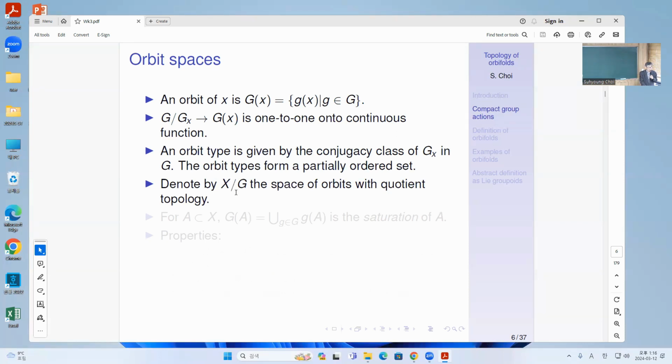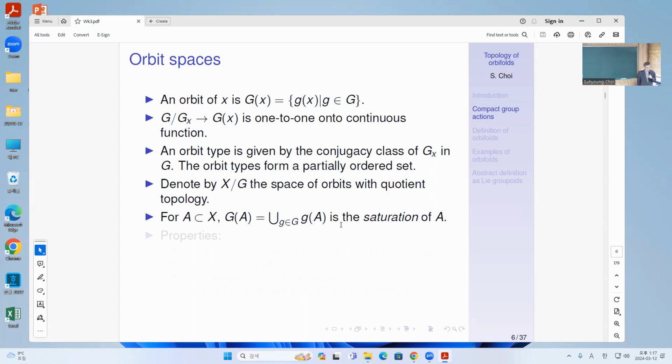So we write G mod X. This is the space of orbits, and we give it the quotient topology. What I mean is that you look at the list of all the orbits, where one orbit is one element. You quotient out by the fact that any two elements are equivalent if they are in the same orbit, and then you take the quotient space. That's the quotient topology.